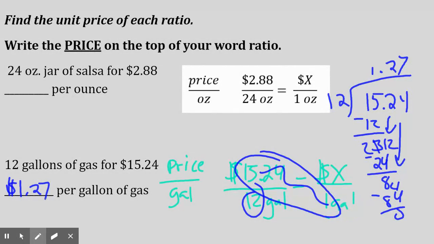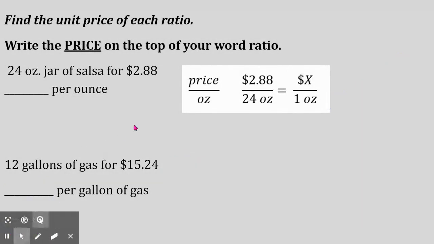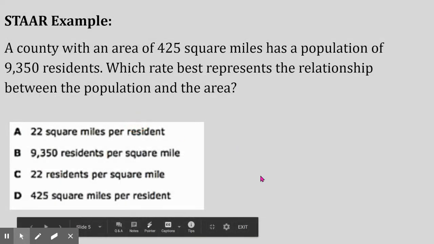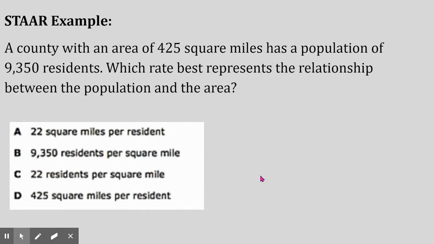So once again, this is basically the same thing we did in the last video, except we need our denominator this time to be 1. All right. Now we have a star example for you. This is something that has been tested before, so we want to give you a preview of what you can see.